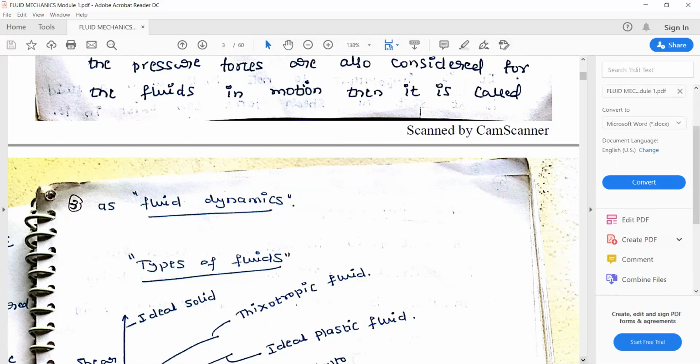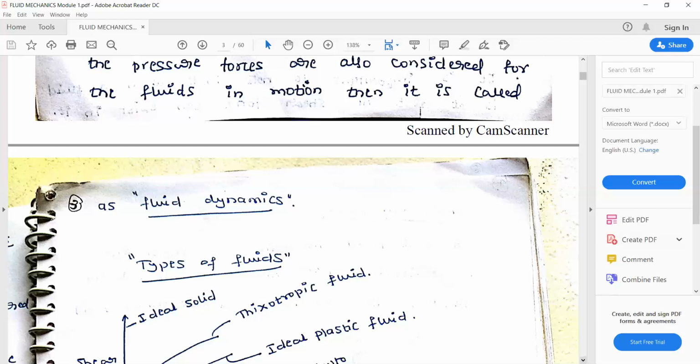Then again, the different branches of fluid mechanics. First, what is fluid mechanics? Fluid mechanics is a branch of science in which we study the behavior of the fluids when the fluid is in motion and when the fluid is at rest also. And the different types: one is fluid statics, where we study the behavior of the fluid when the fluid is at rest. And fluid kinematics, where we study the behavior of the fluid when the fluids are in motion, but we will not consider the forces causing the motion. That is fluid kinematics. Then fluid dynamics. What is fluid dynamics?